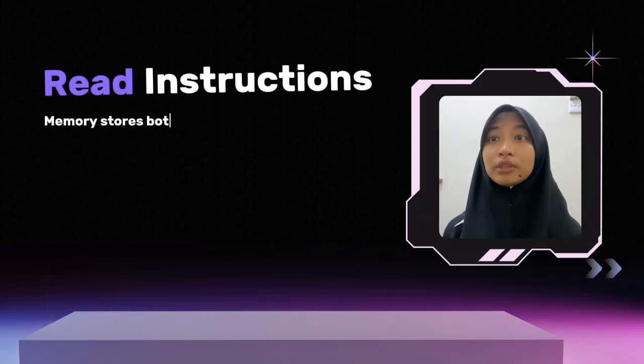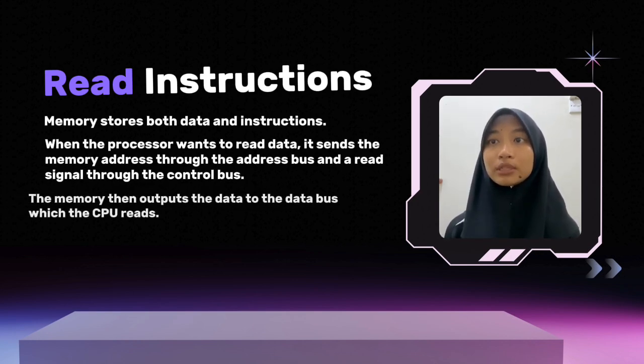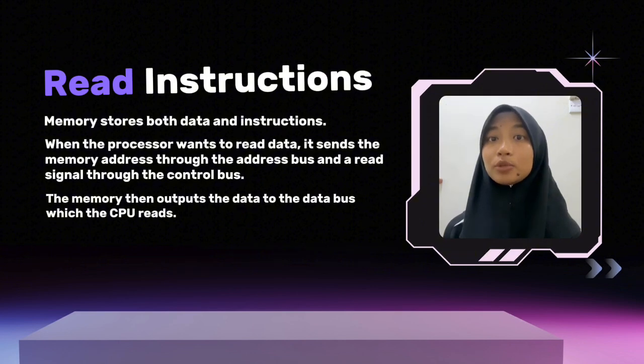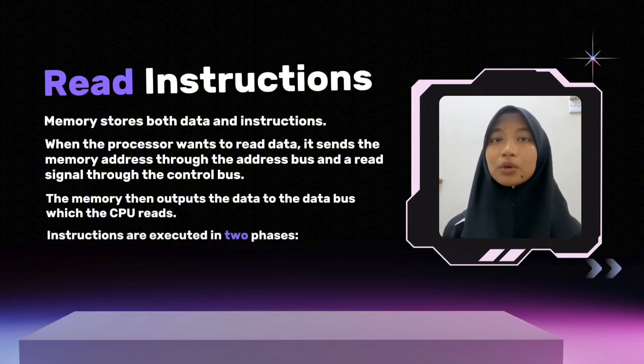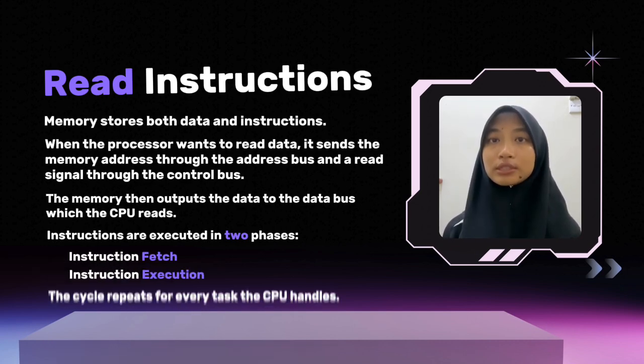Memory stores both data and instructions. When the processor wants to read data, it sends the memory address through the address bus and the read signal through the control bus. The memory then outputs the data to the data bus, which the CPU reads. Instructions are executed in two phases. First is the instruction fetch, and the second is instruction execution. This cycle repeats for every task that the CPU handles.